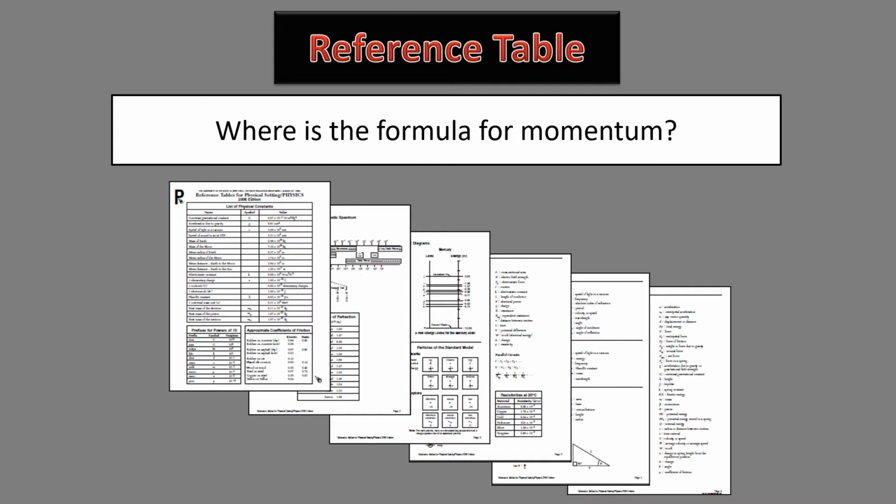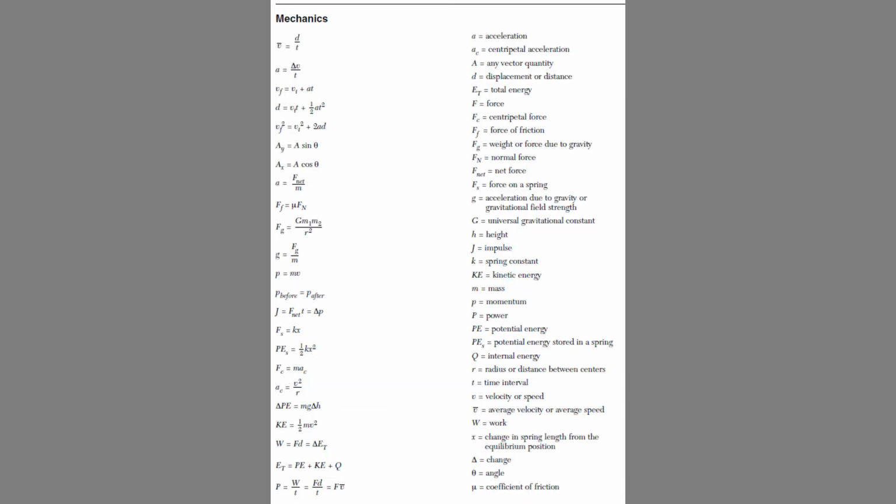So where is the formula for momentum? It's on the back of the reference table. Okay, p is equal to mv right here. And this is the conservation of momentum. And then tomorrow we're going to do the impulse-momentum theorem. But don't get this P confused with this P. That's for power, and it defines them right here for you if you forget.